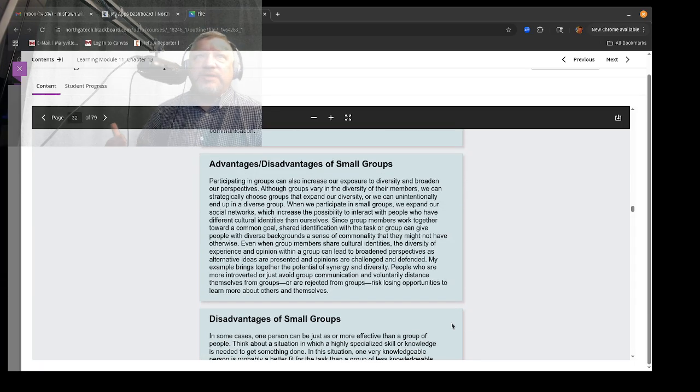Participating in groups can also increase our exposure to diversity and broaden our perspectives, as I just mentioned in my incident. Groups can also vary because of the diversity of their membership, right? And it helps us expand our social networks, meaning have more people to interact with and learn more about other cultures and more identities. Since group members work together for a common goal, their shared identification with the task or group can give people with diverse backgrounds a sense of commonality, right? That they may not have otherwise.